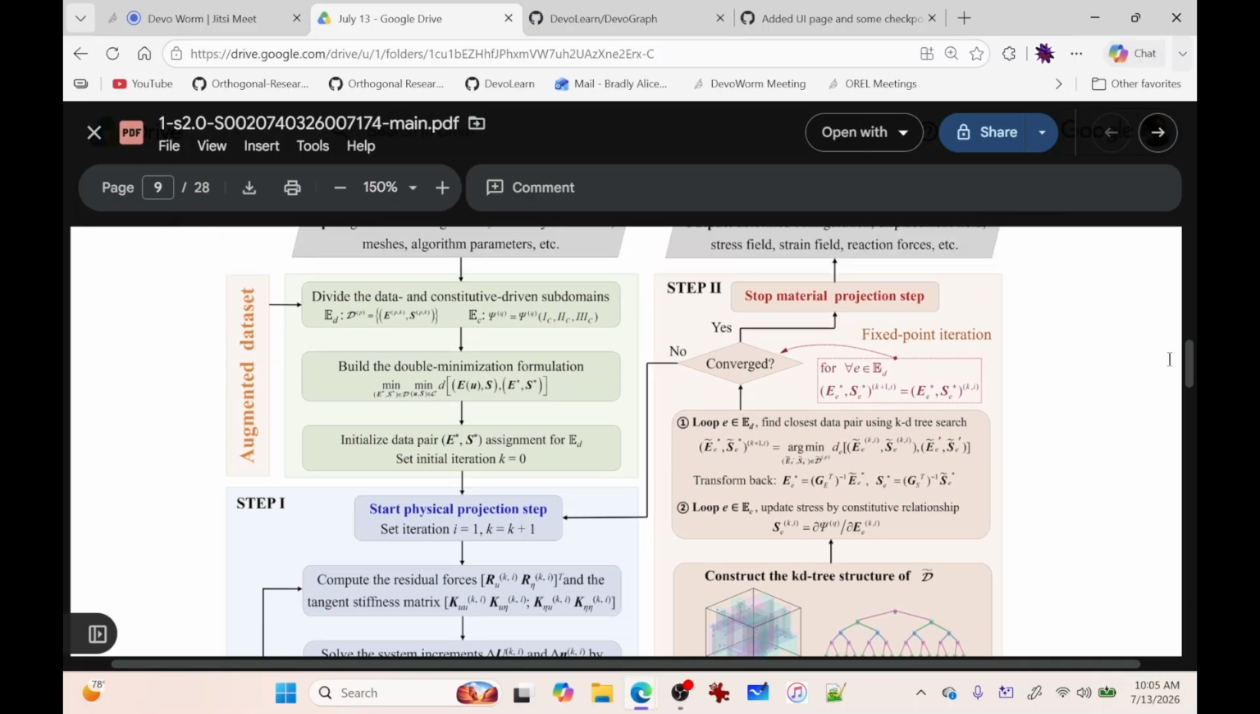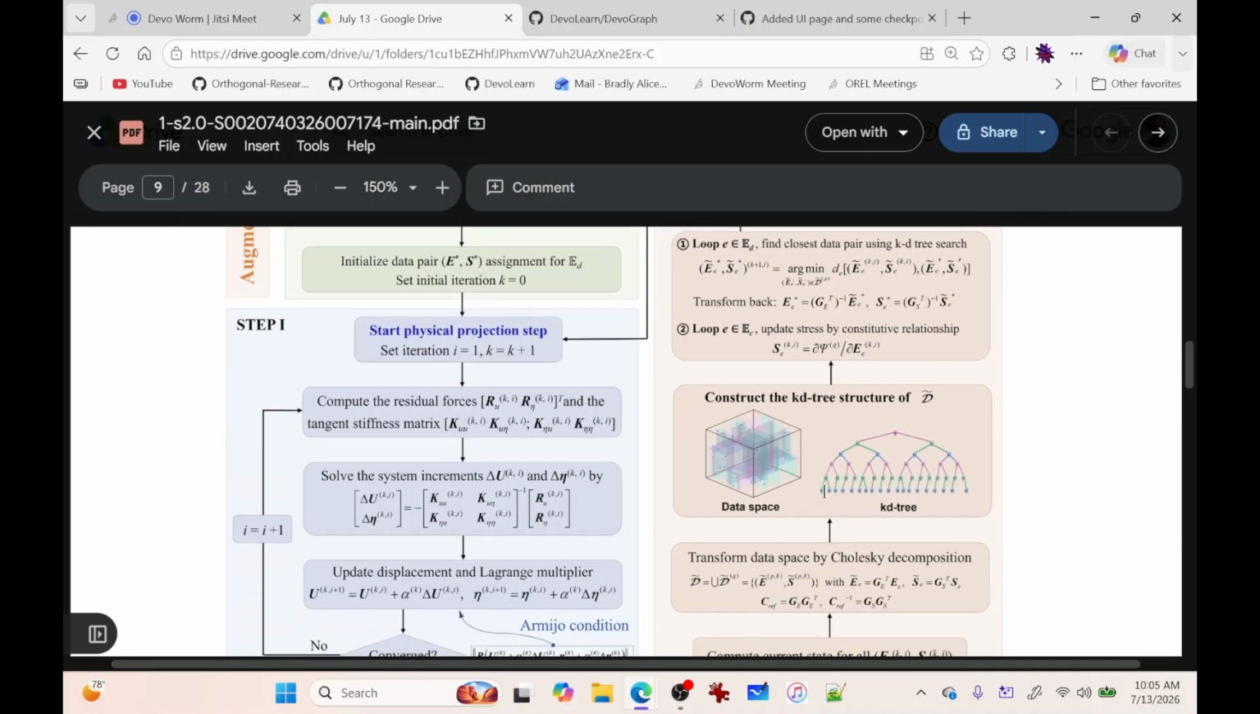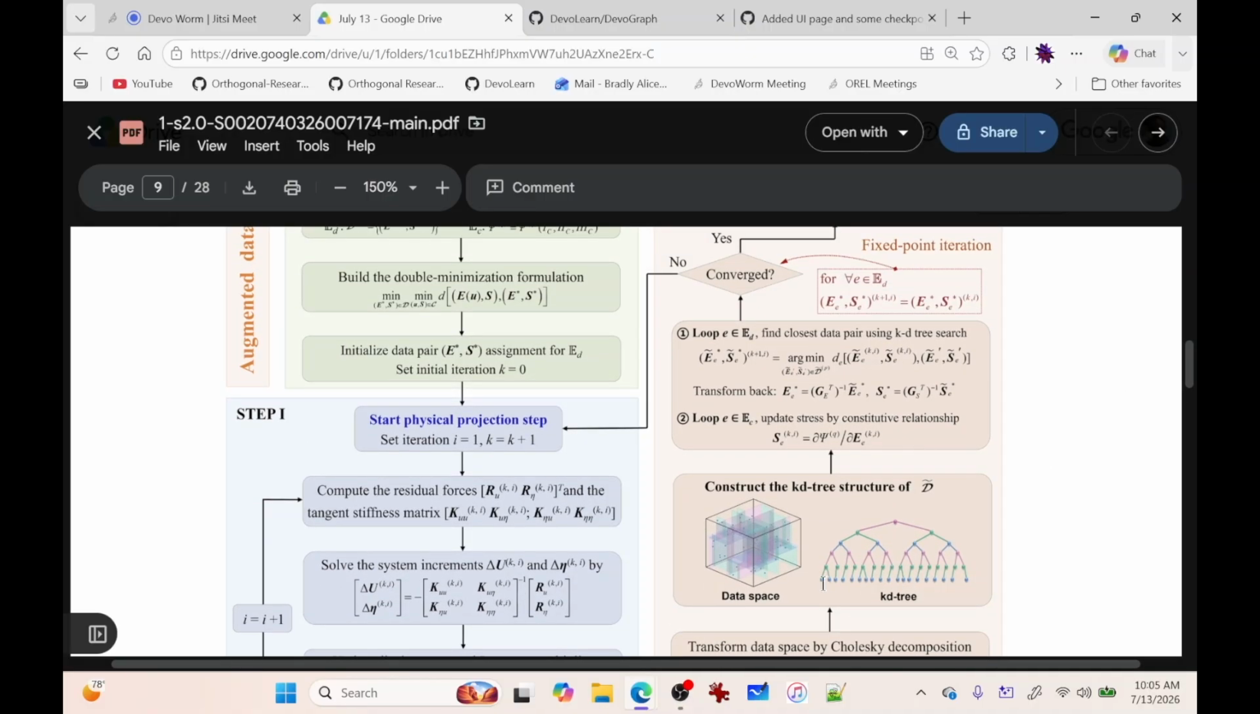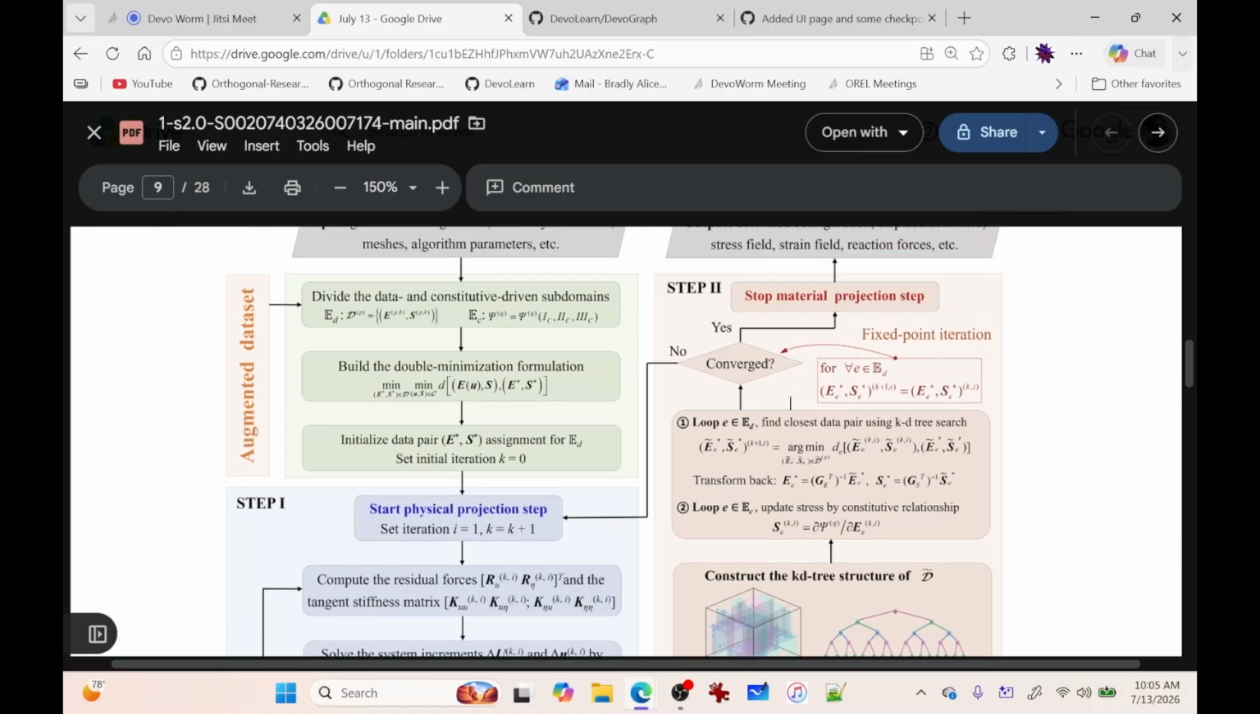Then you have this two-step algorithm where you loop and you find the closest data pair using KD tree search. So the closest pairs will be next to one another in the KD tree. The more dissimilar pairs will be further apart. We do that by doing this minimization step. Then we have this loop where it updates stress by constitutive relationships. And then we ask, does that algorithm converge?